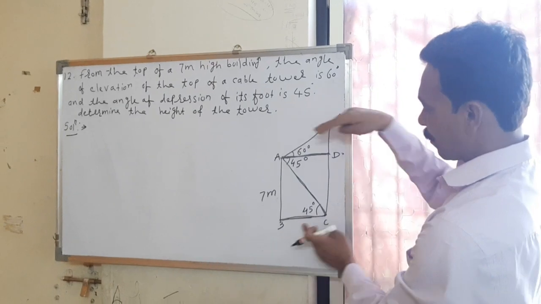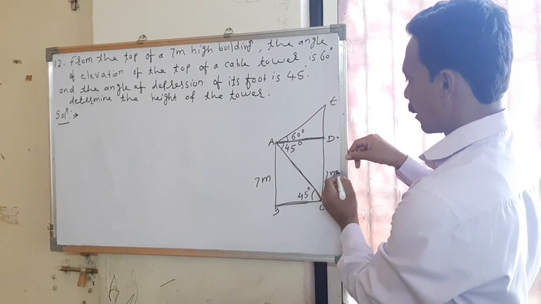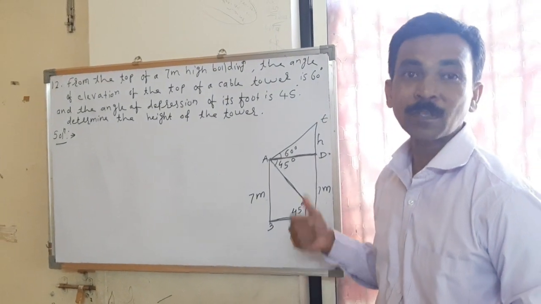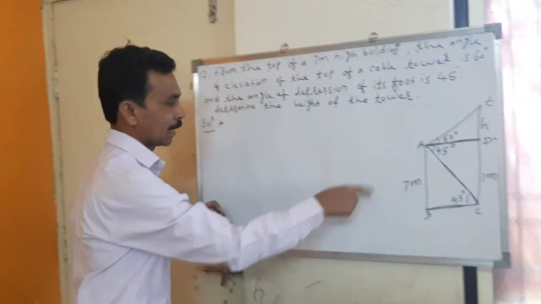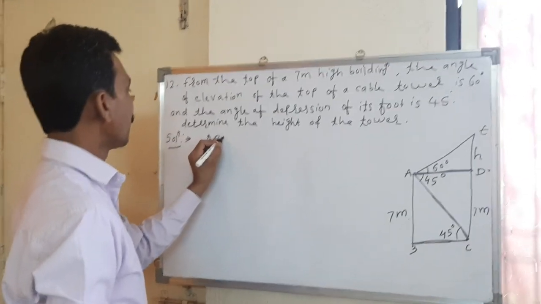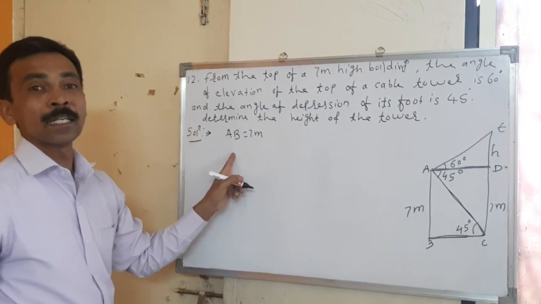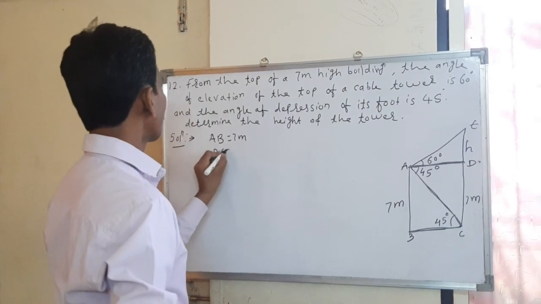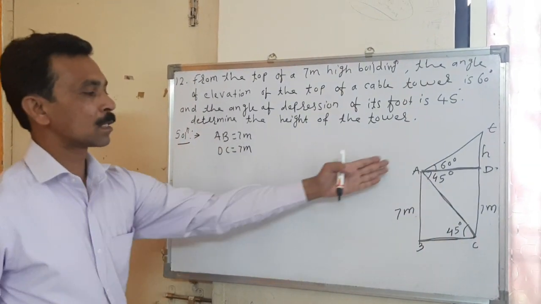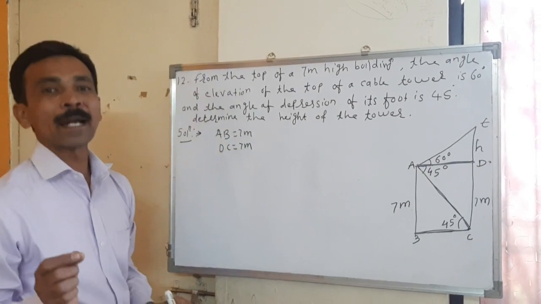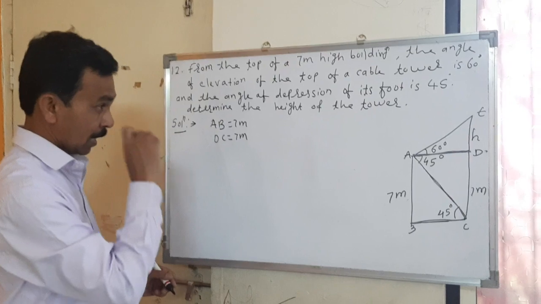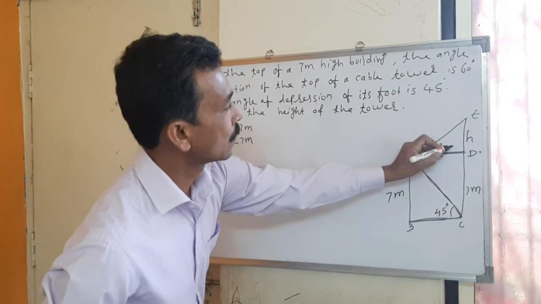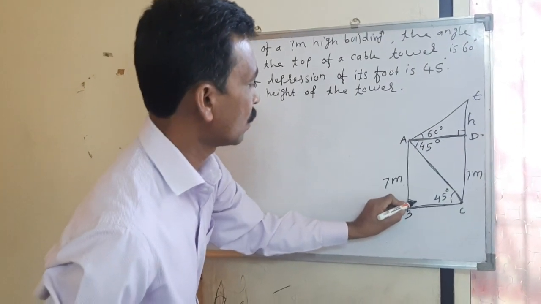If AB is 7 meter, what will be DC? 7 meter. What is DE? We don't know. We'll call it H. Now I'll write the details. AB is equal to 7 meter, which is the height of the building. If AB is 7 meter, DC is equal to 7 meter, because AB and DC are of the same height, because that is the building, right? Then angle E, this is 90 degree, right? This is also 90 degree.